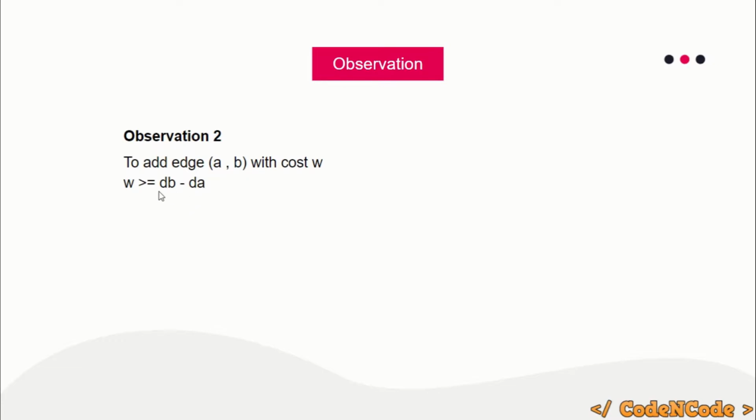dB is the minimum length of a path from node 1 to node B, and dA is the same for node A. This is given in the input. So W should be greater than or equal to dB minus dA.